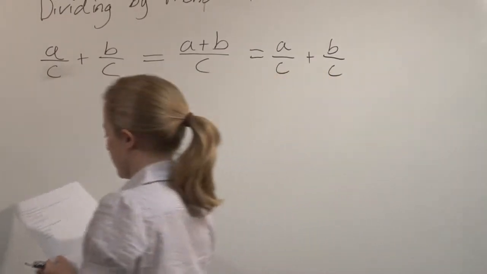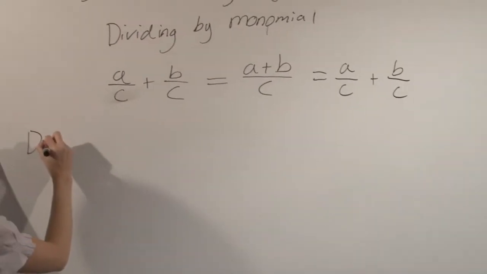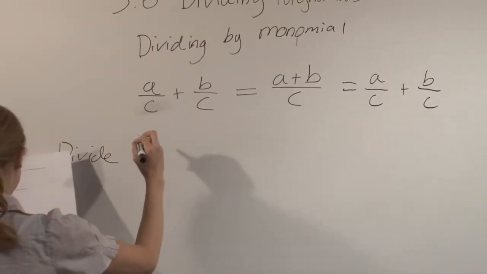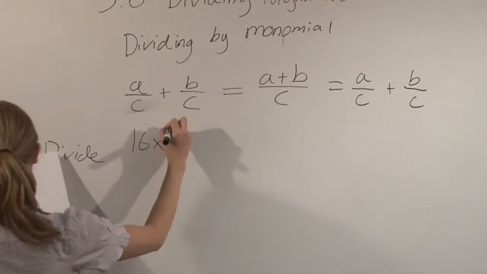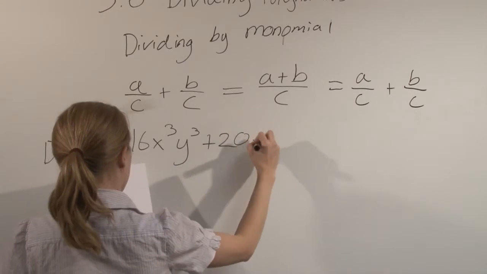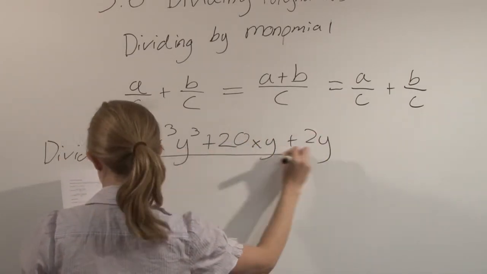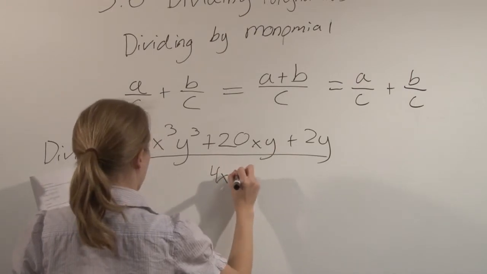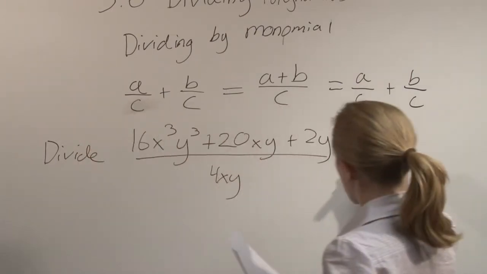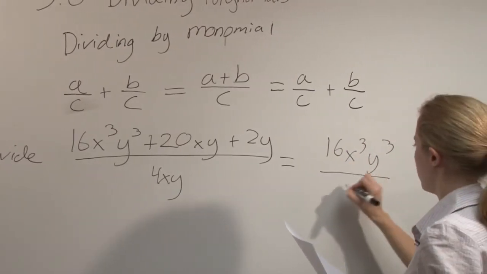So one final example of dividing with monomials. I'm going to do a division problem with more than one variable, over 4xy.